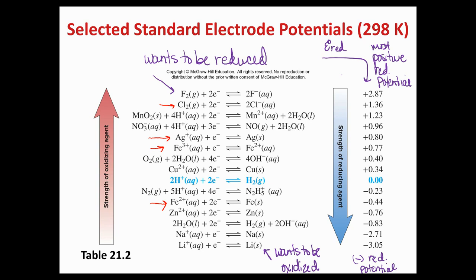All right, so down here at the bottom, this one wants to be oxidized. That makes it the stronger reducing agent. The top wants to be reduced. Those are the stronger oxidizing agents. Okay, so if you could pause me then and write the ones that I highlighted in red so that we can talk about them on the next slide.